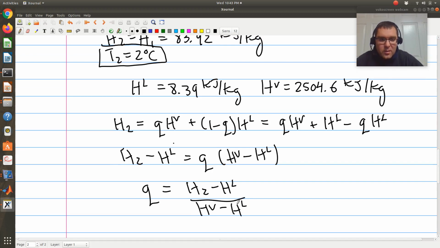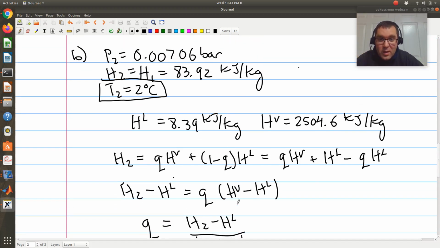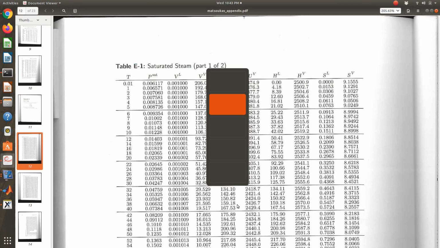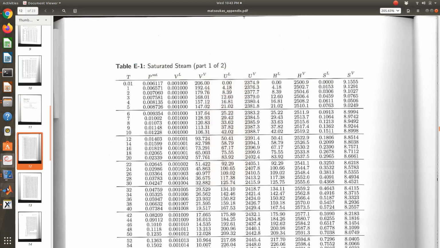So for completeness, let's compute the quality. Let me bring up MATLAB, which should be behind here.